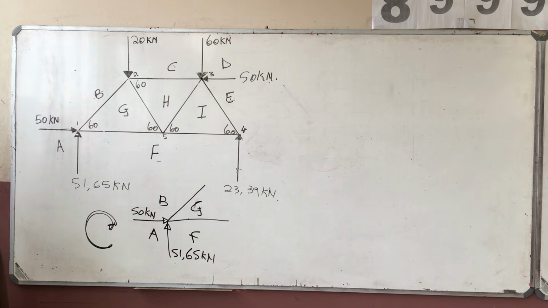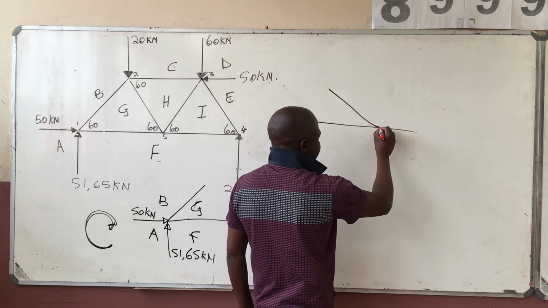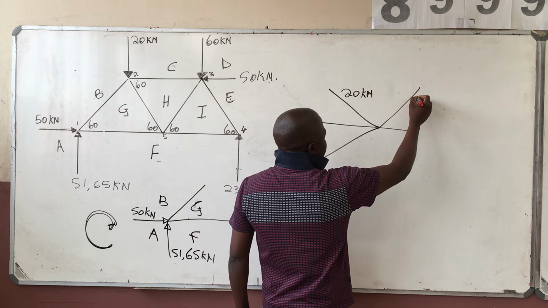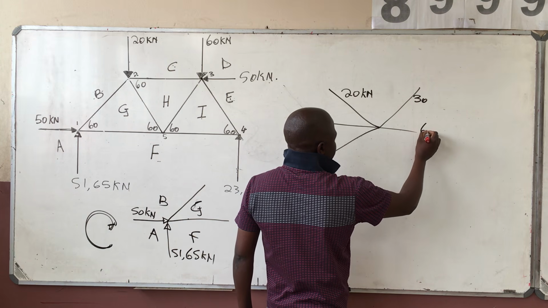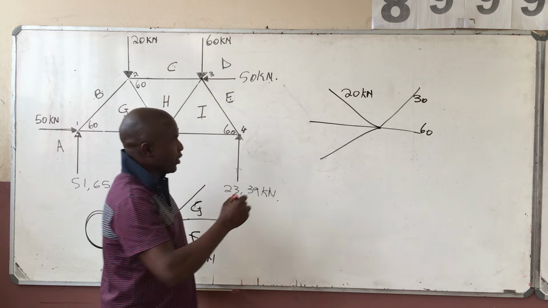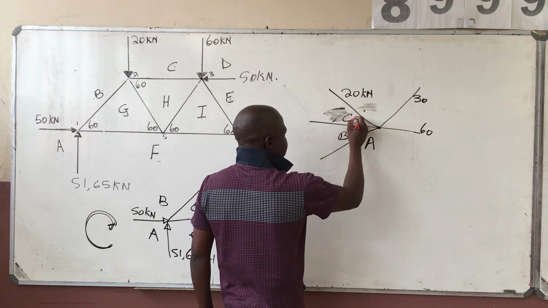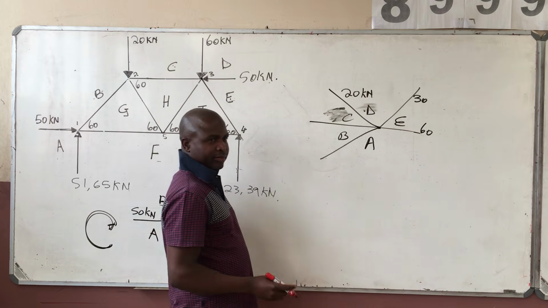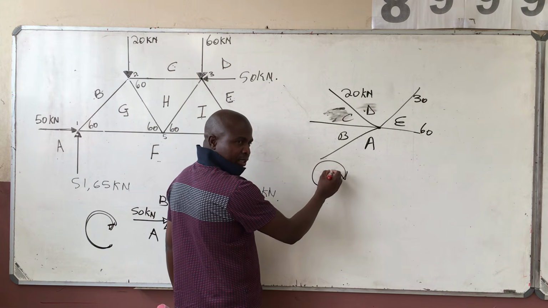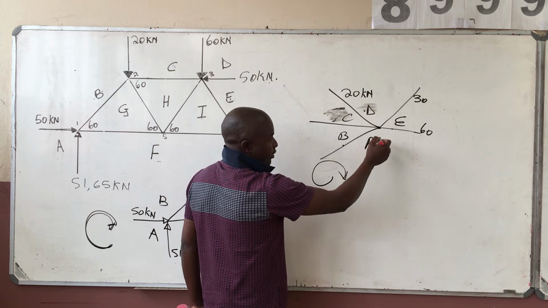You don't understand? Okay, let me draw another point randomly. Here is 20 kilonewton. There you have 30. Here is 60. Then you need to choose a member to start with. We have A, B, C, D, E. We said when we name them, we go clockwise, right? So this is AB. This one is EA.